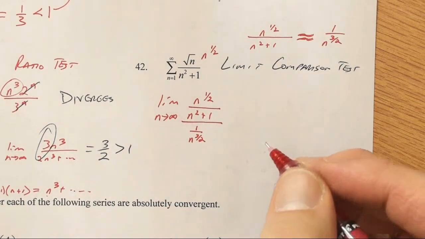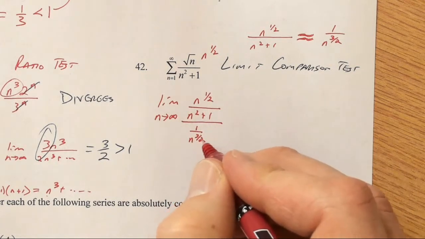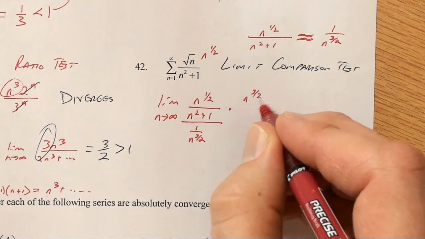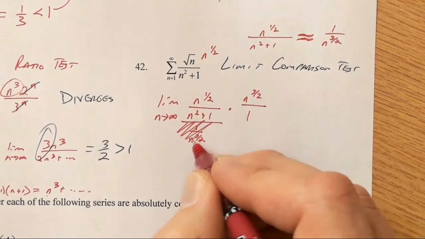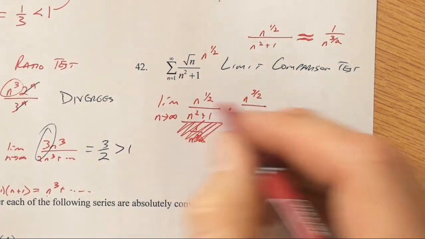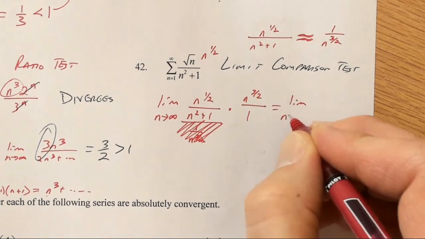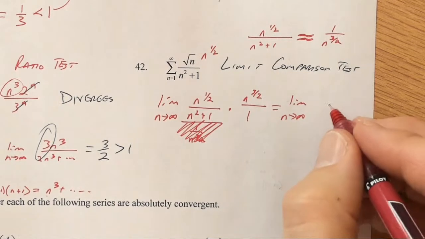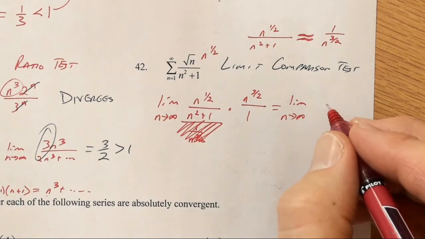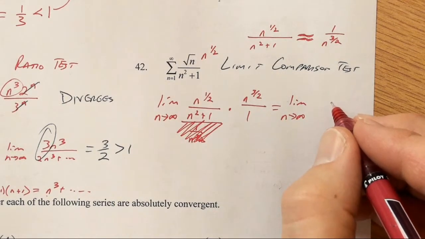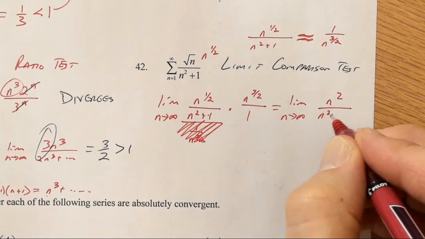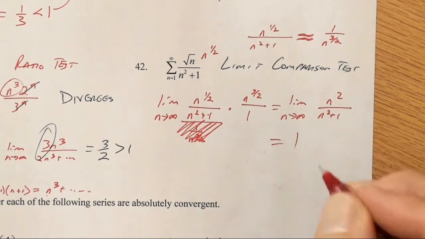All right. Now, again, dividing by a fraction means we multiply by the reciprocal. So we have n to the 3/2 over 1. Now that can go away. And now if I simplify this expression, I have the limit as n approaches infinity, n to the 3/2 and n to the 1/2 multiply to n to the 4/2, because we add the exponents. 4/2 is 2, so we have n squared. And then in the denominator we have n squared plus 1. This limit is equal to 1.